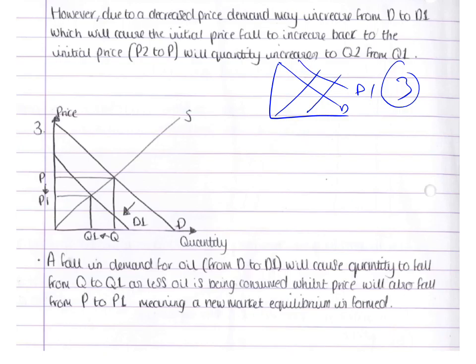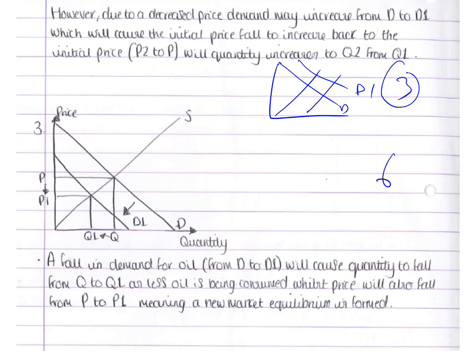The next question again is a supply and demand question, and this one says OPEC have forecast in 2009 that there will be a fall in world demand for oil. Using a demand and supply diagram, analyse the likely effects of this on the market for oil. So again, there is a fall in demand here.